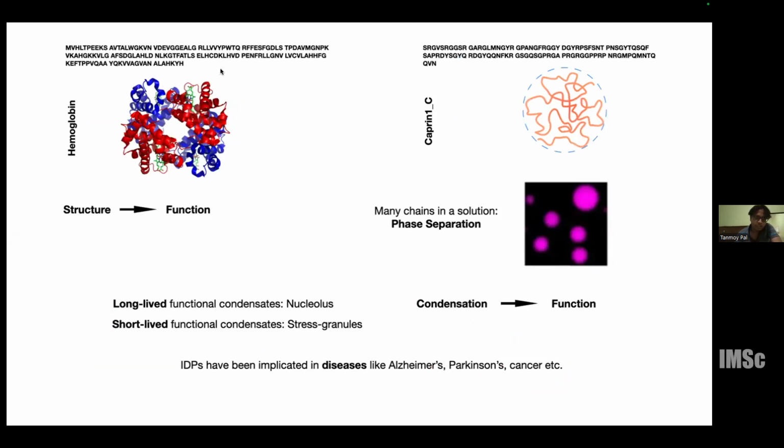So we all know when a protein chain comes out of the ribosome, it's just a linear chain. But for some proteins, it folds into a 3D structure, and that determines its function. But for some other proteins like caprin-1, say, at the single molecule level, it doesn't fold into a 3D structure. It stays in a random coil-like structure. But in greater numbers, they can form these phase-separated droplets, which gives them functions.